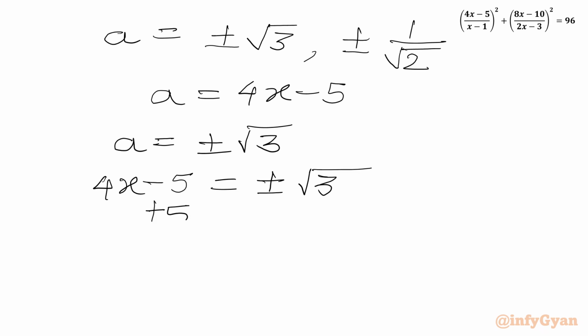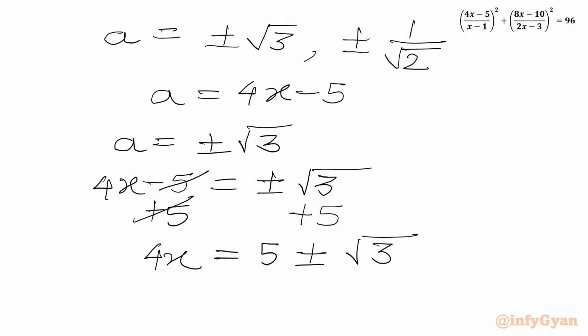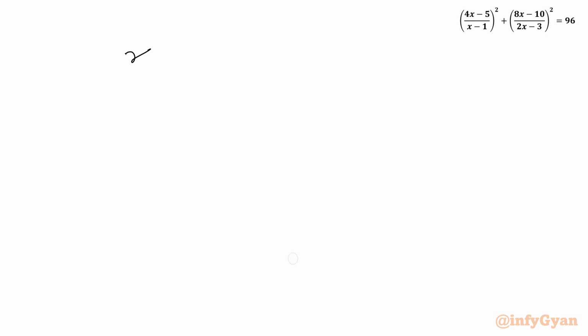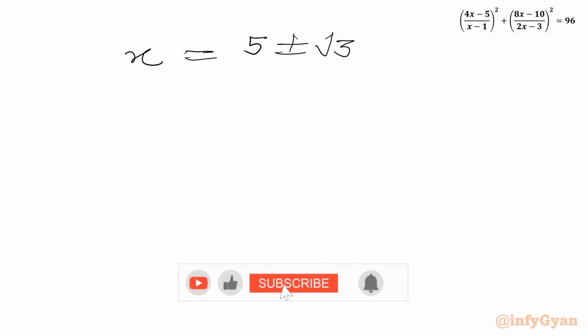Add 5 to both sides. We will get 4x equal to 5 plus minus square root 3. Now we will divide both sides by 4. So let's divide by 4 both sides. 4 and 4 will be over. We will get x equal to 5 plus minus root 3 over 4, that is, 5 plus minus square root 3 over 4.